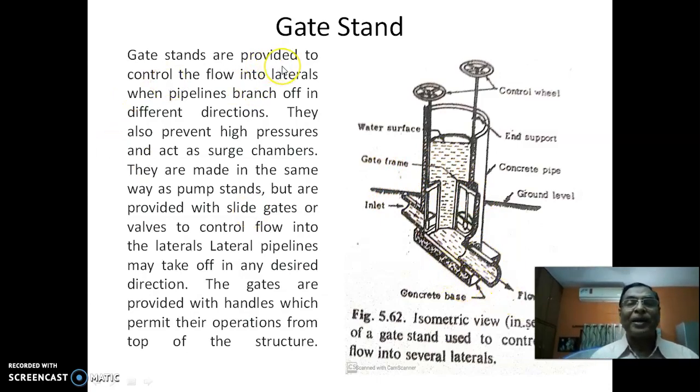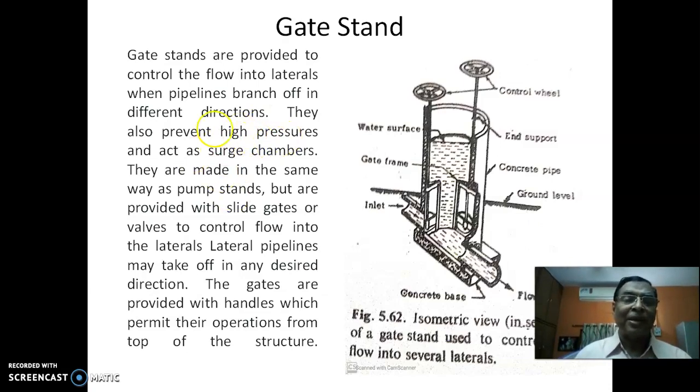Gate stands are provided to control the flow into the laterals. Suppose you are taking one lateral away from this, like this. Then you should provide this gate stand so that you can divert that water into that lateral. When the pipeline branches off in different directions, not only one direction but different directions, they also prevent high pressures and act as surge chambers. In fact, they will act like an air vent also.